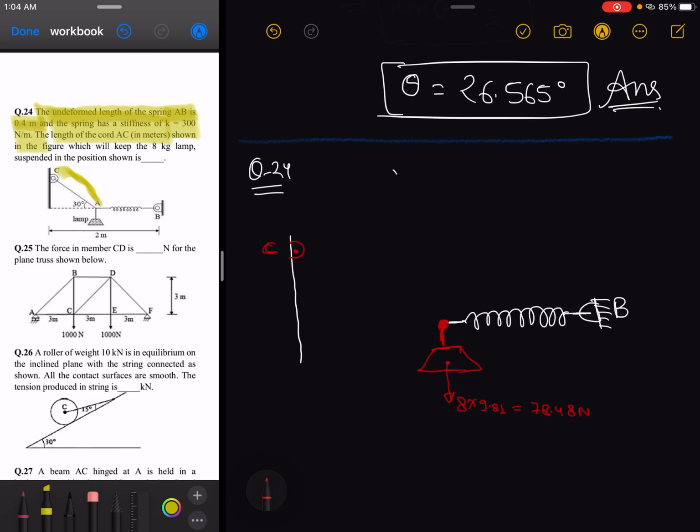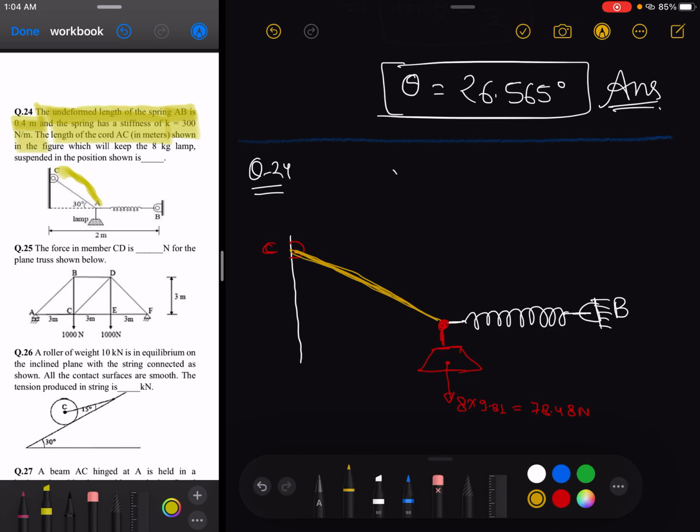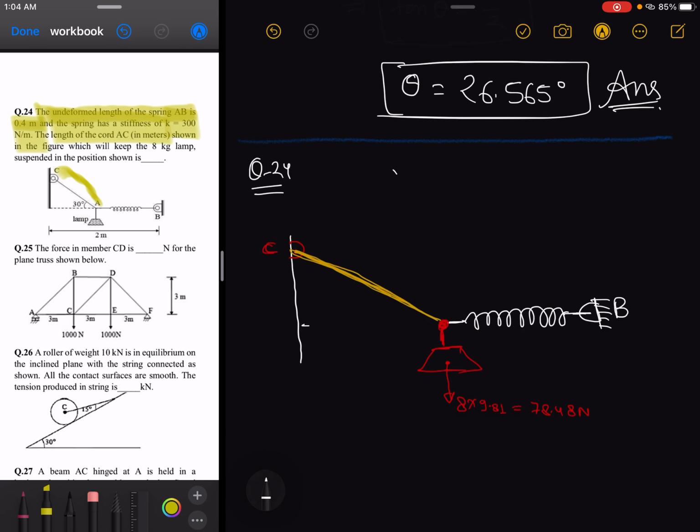And to support this, you have taught a string whose one end is connected to the C and the other end is connected like this. So this is the string which we have attached. Okay, if you observe carefully here, the string is attached such that the angle made by the string with horizontal is 30 degrees.